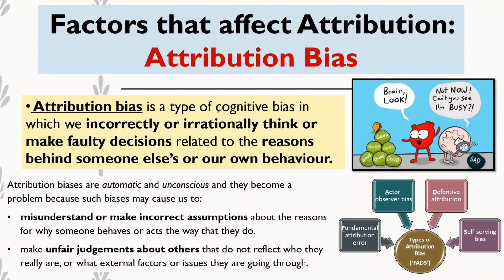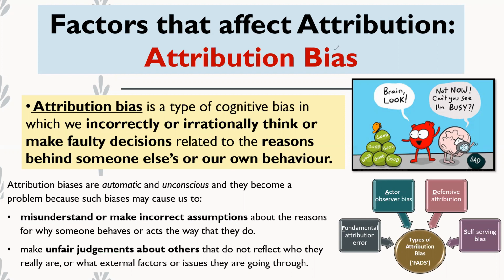Attribution bias is a type of cognitive bias, or a faulty way of thinking, in which we incorrectly or irrationally make faulty decisions related to the reasons behind someone else's behavior. In other words, we misunderstand why a person behaves the way that they behave. We make incorrect assumptions about why the person does what they do, and that might lead to us making unfair or unwarranted judgments about the person that they just don't deserve. We might victim blame, or make an incorrect assumption about why they're doing what they're doing.